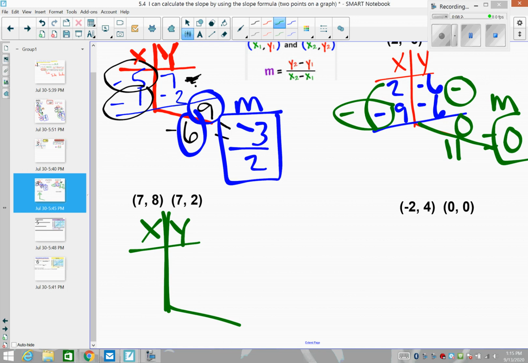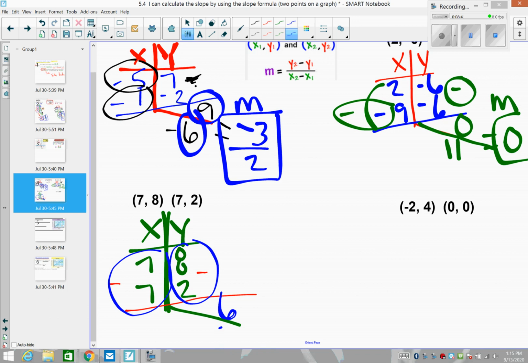Here we go. So we have 7, 8. We have 7, 2. Subtraction of the y's, subtraction of the x's. So we end up with 8 minus 2 is 6. 7 minus 7 is 0. And what is 6 divided by 0? Type that in your calculator once. And you should see error. So what the calculator is saying is, whoa, what's going on there? That doesn't seem safe.